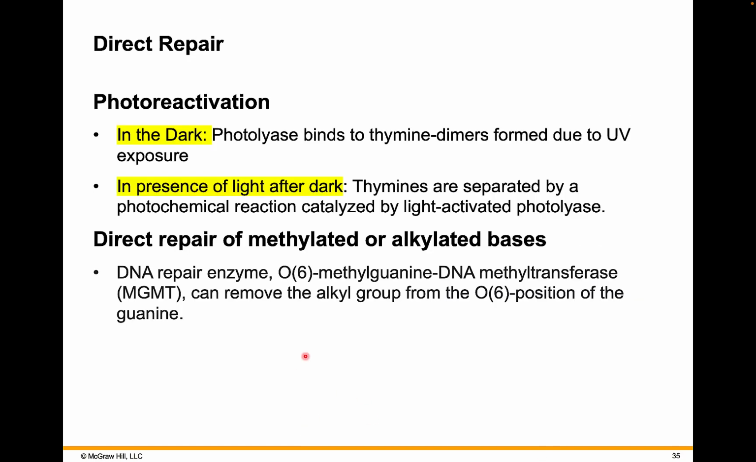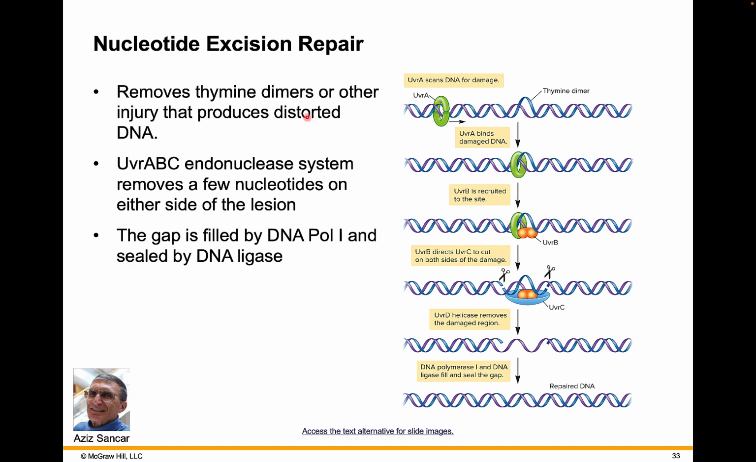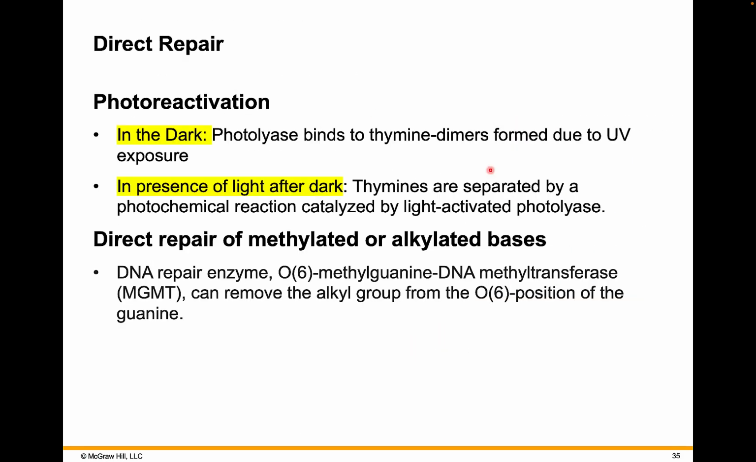Then there are some direct repairs, which is called photoreactivation. And this photoreactivation is done by an enzyme called photolyase. Now what happens is that under ultraviolet light, thymine dimers can form. So we can see that thymine dimers can be removed by nucleotide excision repair as well. There is another repair mechanism, which is photoreactivation, and this is by the enzyme called photolyase.